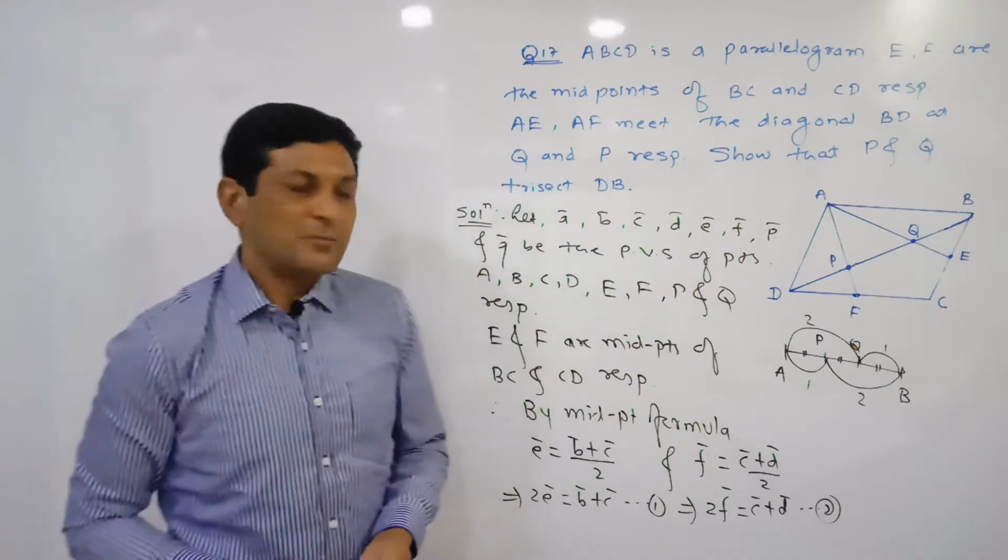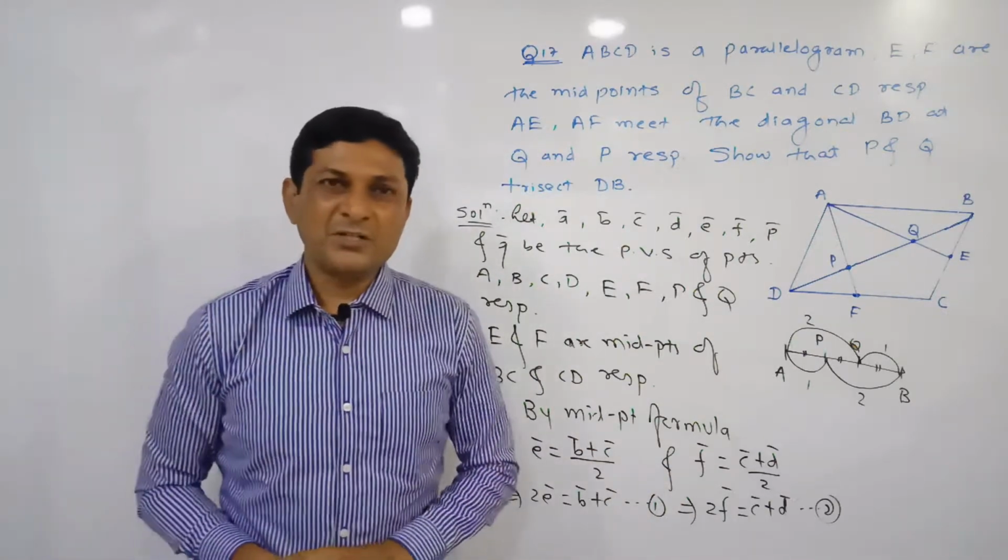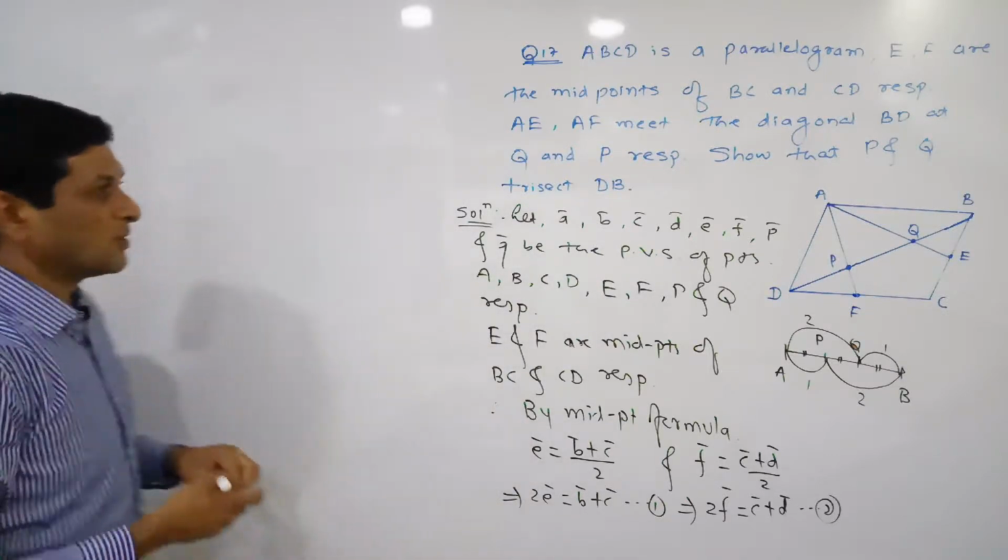So using the midpoint formula we have got here 2 equations. Now we are using the condition that this quadrilateral is a parallelogram.